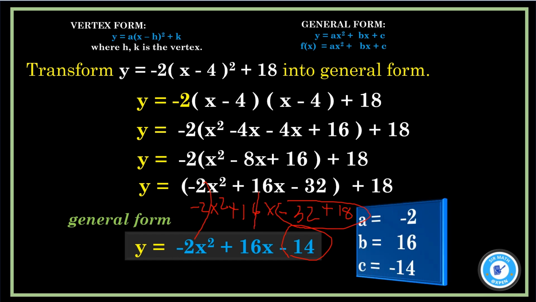So your vertex form now, or general form rather, is equals to y is equals to negative 2x squared plus 16x minus 14, wherein the value of your a is equals to negative 2 here, your b is 16, and your c is equals to negative 14.